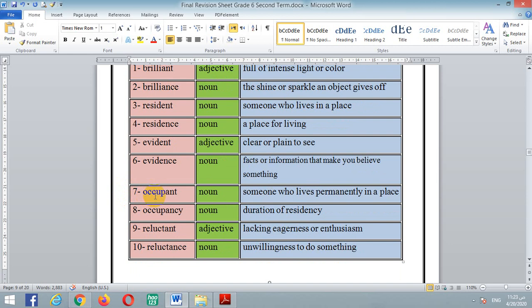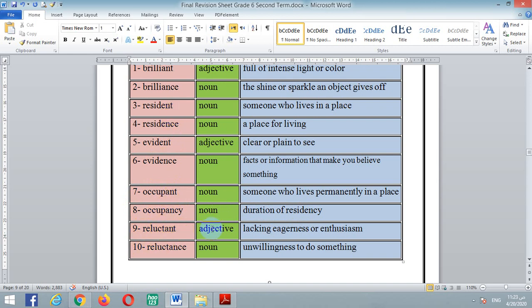Number seven, occupant. Occupant, someone who lives in a place. So what is the difference between occupant and resident? A resident lives here for a long time, but an occupant is only there for some time and then goes away. The noun is occupancy, the duration of residency. If you are only going to visit a place, you are an occupant, not a resident.